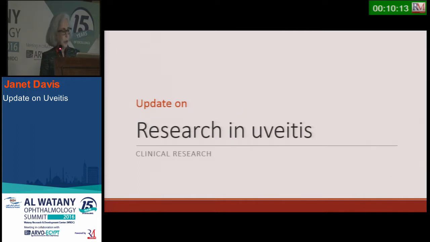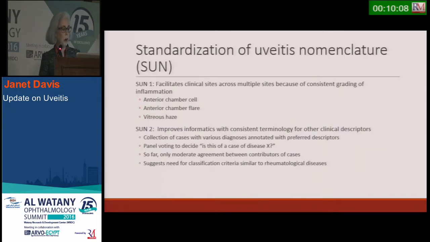So I want to update a bit on the research in uveitis. This is mainly clinical research, huge progress. First thing that happened was the standardization of uveitis nomenclature. SUN 1 facilitates clinical sites pooling data because now everyone grades the activity of uveitis in the same way.